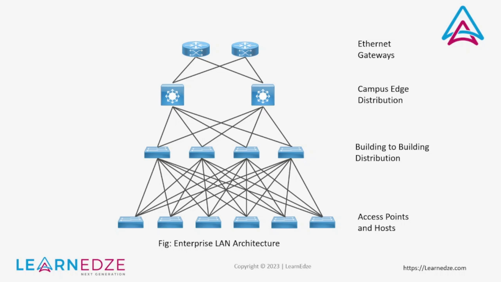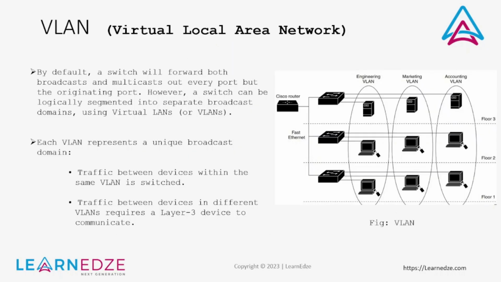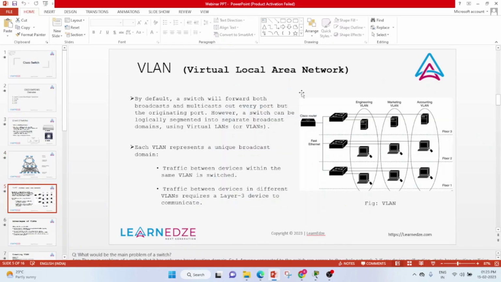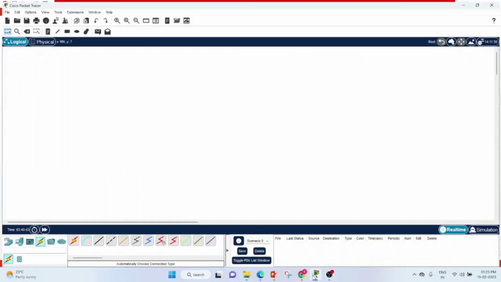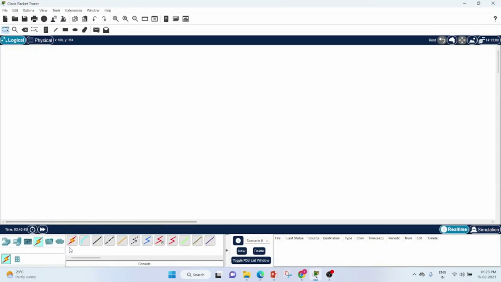But if we use layer 3 switches, then the data processing will be faster. When it comes to a switch, there is a disadvantage that I have already discussed in the previous slides, that it has one broadcast domain. So what happened when we connected, let's check in the packet tracer. Okay, let's take one switch.